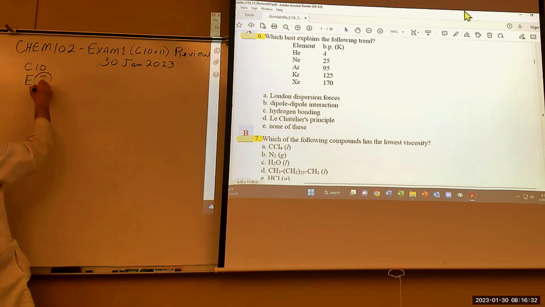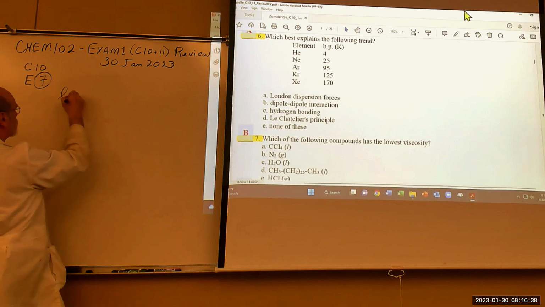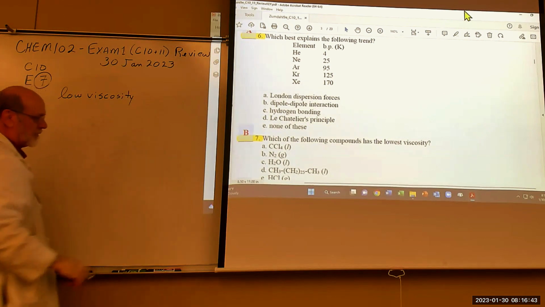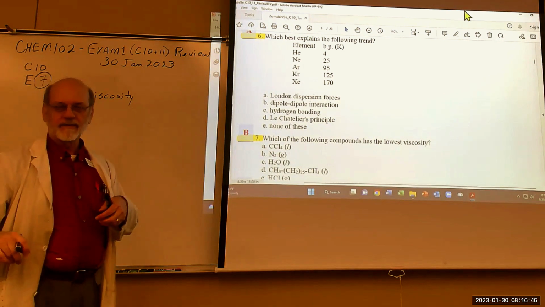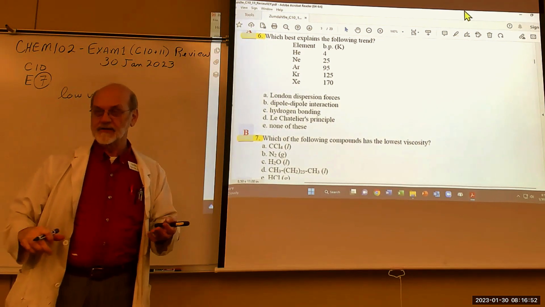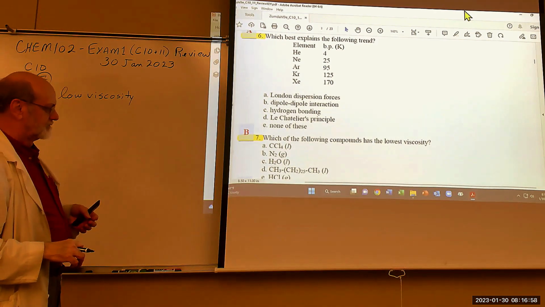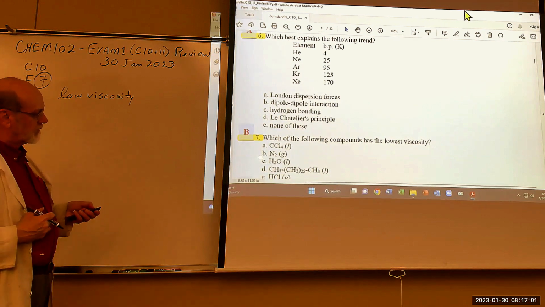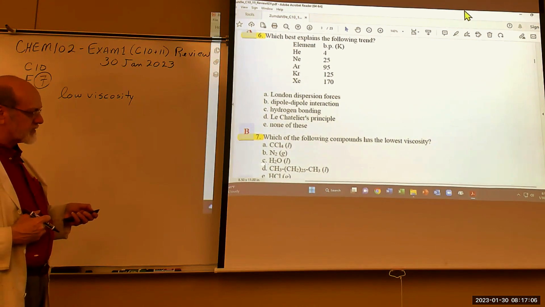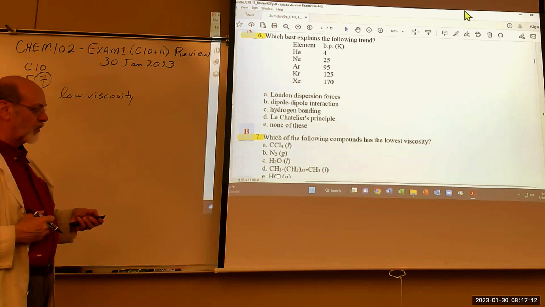How about 7? Which of the following compounds has the lowest viscosity? Okay, we're looking for low viscosity. So what do we need for low viscosity? The attractive forces have to be low also. So which one has to have the lowest attractive forces? Well, we look at our choices, right? Carbon tetrachloride is nonpolar. Water, of course, would be out because it's a hydrogen bond. HCl would be out because it's dipole.